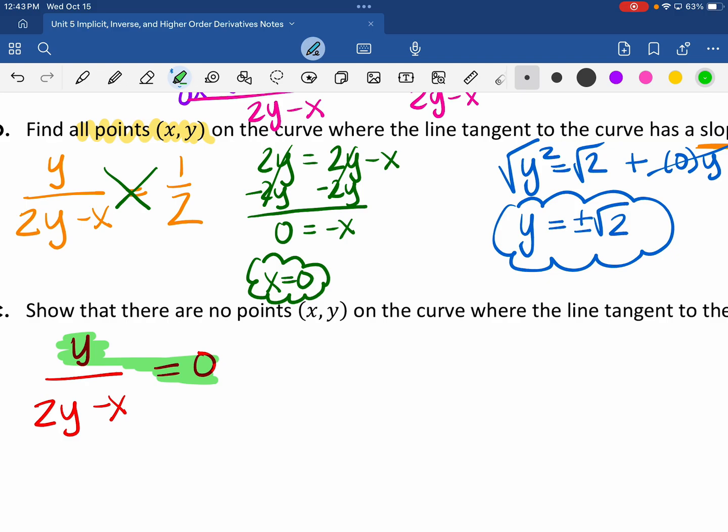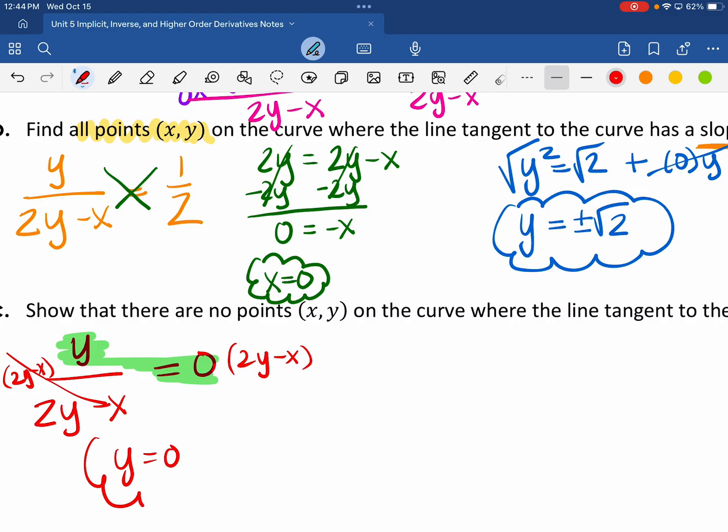when you are setting your function equal to 0, I care about the top. Because if you multiply by the denominator, if you multiply by 2y minus x on both sides, what's 0 times 2y minus x? Still 0. So all I care about is the top. So anytime y is 0, my slope's going to be 0. But it's telling me that there are no points on this curve where that actually happens. So what am I going to do with y equals 0 to show that that doesn't actually work?